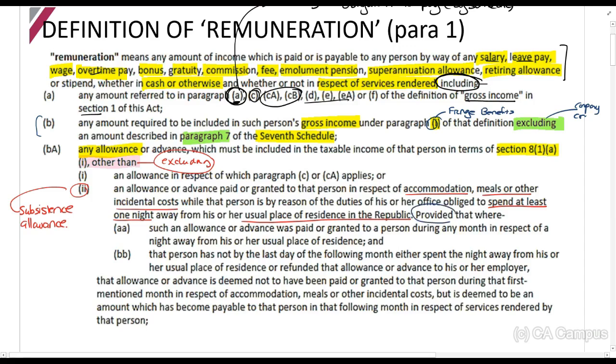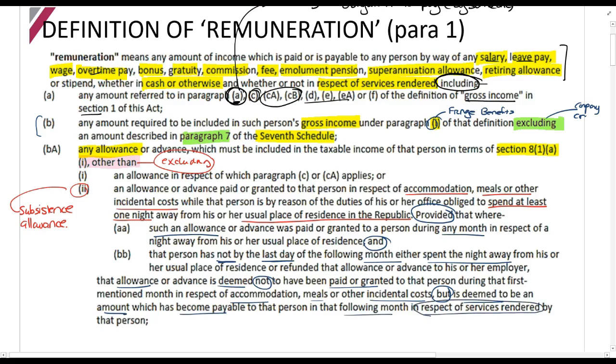But then we have a rule, provided that where such an allowance, so that's now the subsistence allowance, was paid or granted to a person during any month in respect of a night away from his or her usual place of residence, and that person has not, by the last day of the following month, either spent the night away from his or her usual place of residence or refunded that allowance, then that allowance is deemed not to have been paid or granted during that first mentioned month in respect of accommodation, meals, or other incidental costs, but it is deemed to be an amount which has become payable to that person in that following month in respect of services rendered by that person.